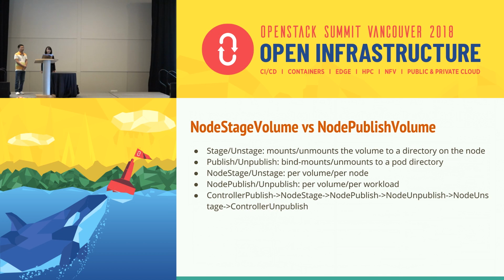So let's compare node stage volume versus node publish volume. Stage volume means mounting a volume to a directory on the node, and publish means doing a bind mount, so that makes that volume available to a pod. The node stage call is per node per volume, and the node publish call is per volume per workload. And the workload is a pod in Kubernetes.